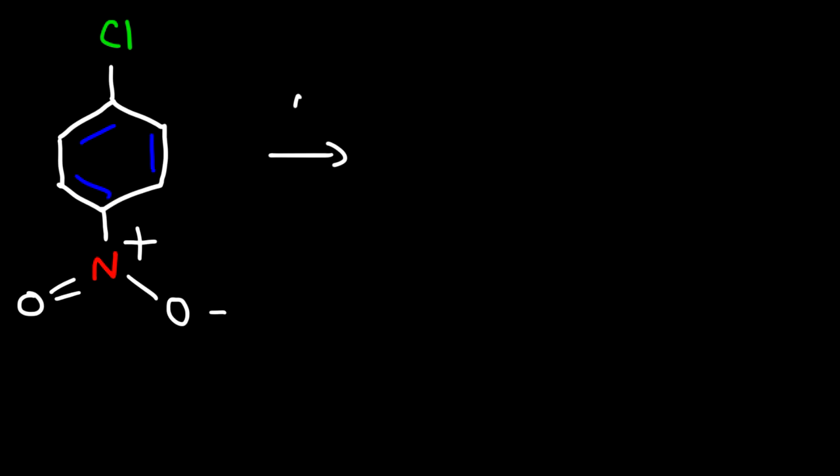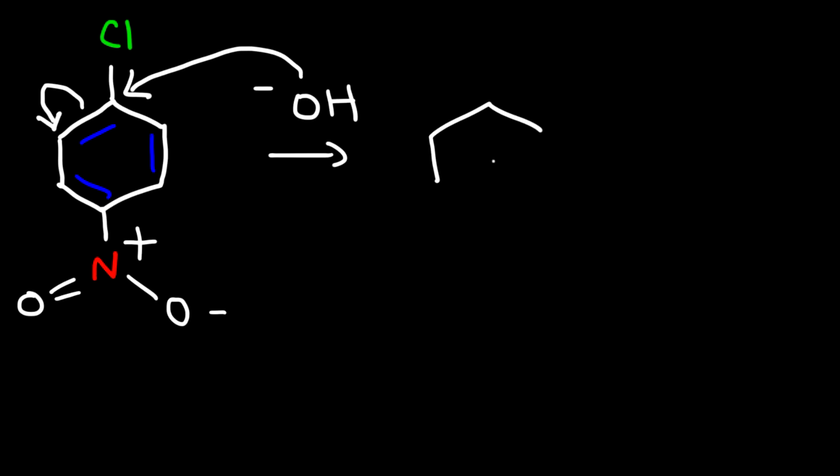So the first thing that's going to happen is the nucleophile, in this case hydroxide, is going to attack the carbon that bears the leaving group, in this case the chlorine atom. And when that happens, the pi bond is going to break and we can put two electrons on this carbon. And so we're going to get a carbon with a negative charge. So this resonance stabilized carbanion intermediate is known as the Meisenheimer complex.